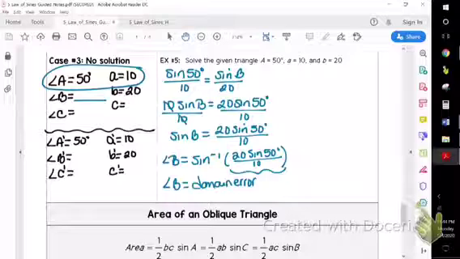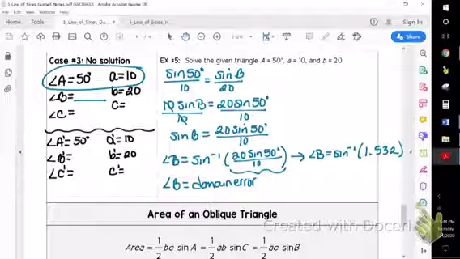And so I had gotten there that this says that angle B is equal to the inverse sine of 1.532 something. Okay, now remember, inverse sine, this number has to be between -1 and +1. Is it? It's not. So it's too big. If it had been negative, it would have been too small. So this is not within the domain that we can have.